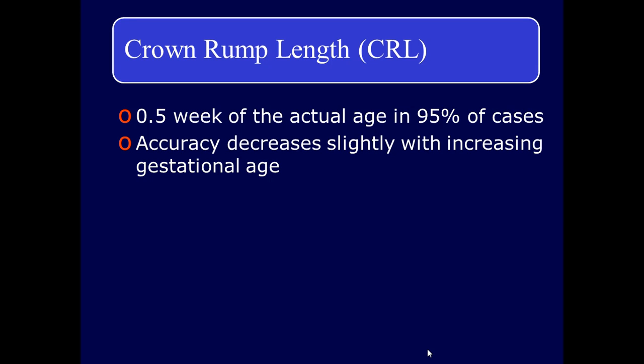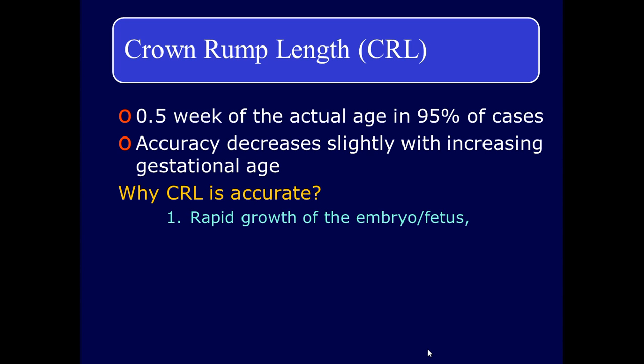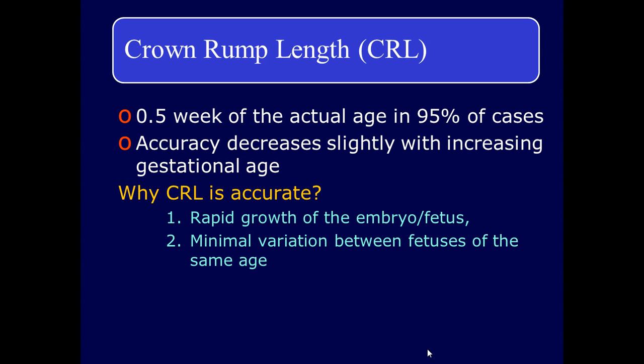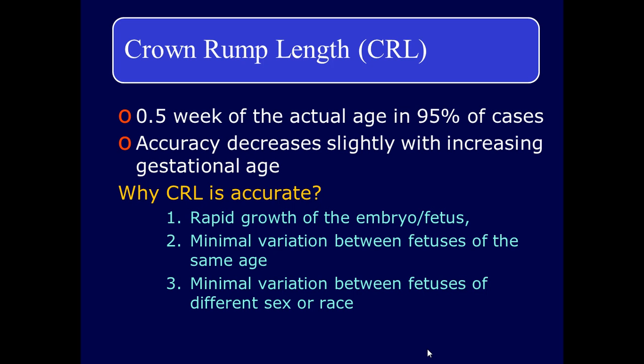The sonographic estimate of gestational age will be within 0.5 weeks of the actual age in 95% of the cases. Accuracy decreases slightly with the increase in gestational age. The reason for excellent correlation between crown rump length and gestational age in early pregnancy is due to rapid growth of the embryo or fetus, minimal variation between fetuses of the same age, minimal variation between fetuses of different sex or race, and minimal effect by pathological disorders.